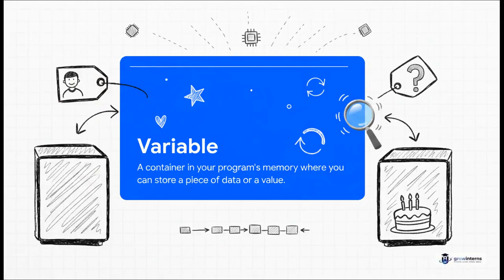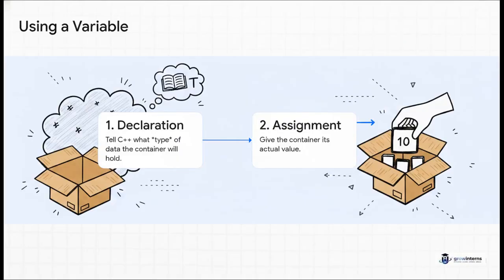So if we're going to get all technical about it, here's the official definition. A variable is just a named spot in memory where you can park some data. By giving it a name, a label for our box like character name, we can just shout out that name anytime we need the value inside. Super simple, super powerful. Okay, so how do we actually use one of these things in C++?